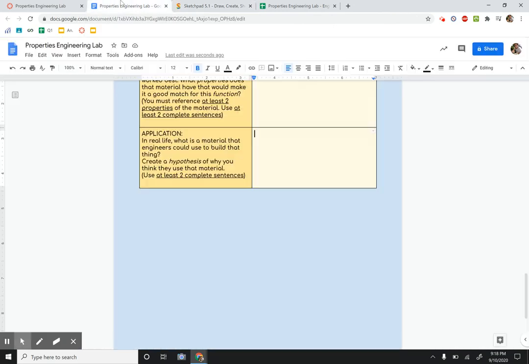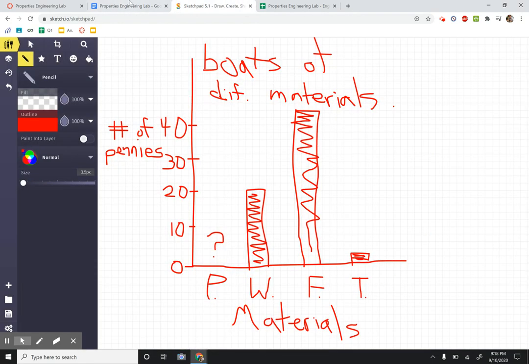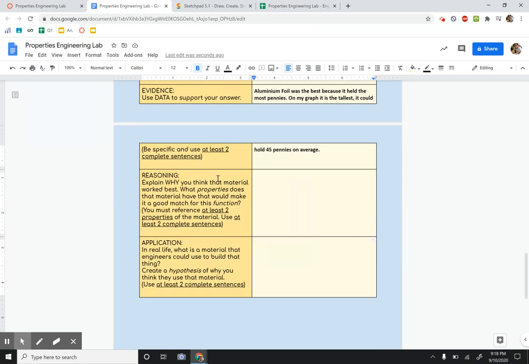Right on. So the big thing here is you're going to reference your graph. That's your evidence you're using. You're going to explain why that material was so good. And then you're going to look up what's an example in real life. If you're in my third and fourth period, by the way, there's just an extra step, which is that you're going to focus on the writing, putting that all together into one cohesive writing. For the rest of my classes, you don't need to worry about that.